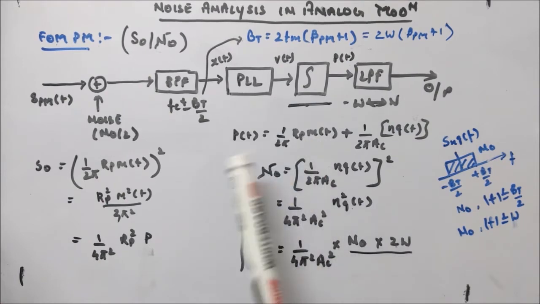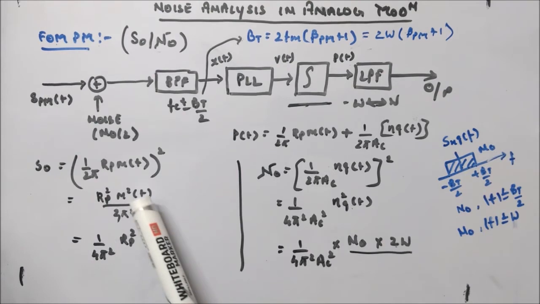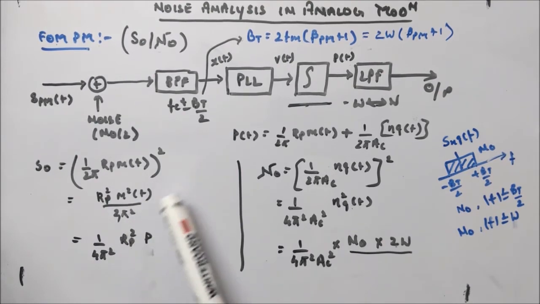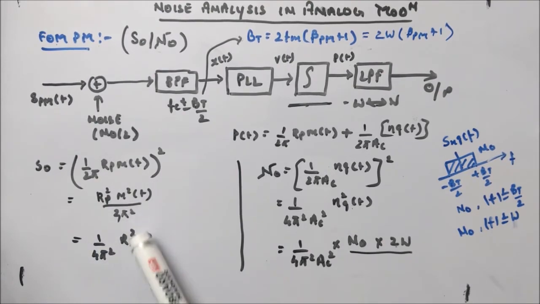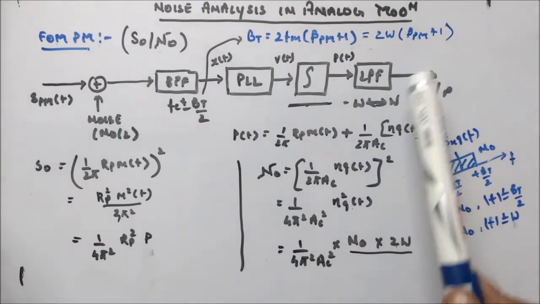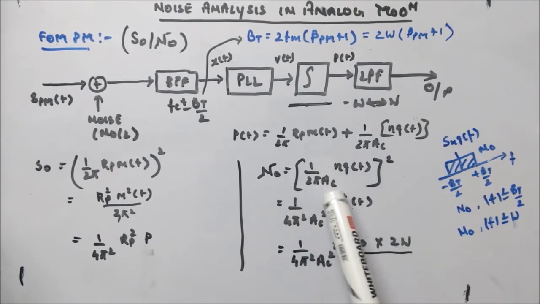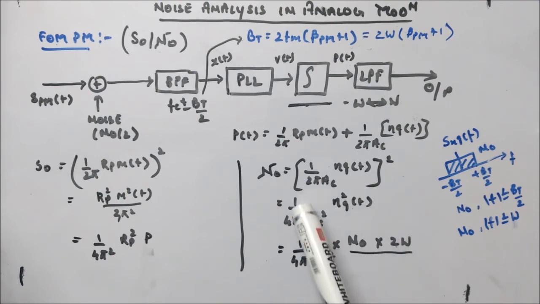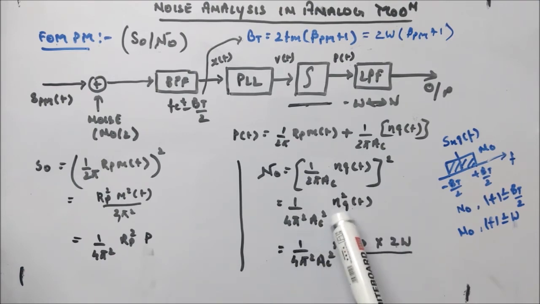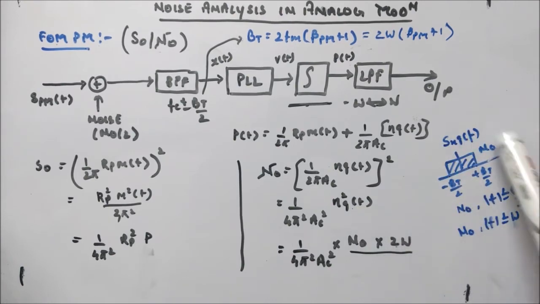So you can calculate the signal power by squaring this term, which is 1 by 2 pi kp m(t) square, which is kp square m square t divided by 4 pi square, or you can write 1 by 4 pi square kp square into P. Okay, so this will be your signal power here. Now you can calculate the noise power by squaring this term. So 1 by 2 pi AC nq(t) square, which is 1 by 4 pi square AC square n square q(t), means you want the power of the quadrature term, which you can get from its power spectral density, which was looking like this.